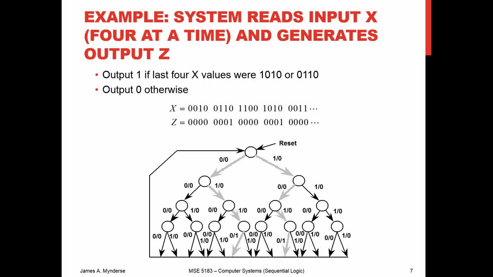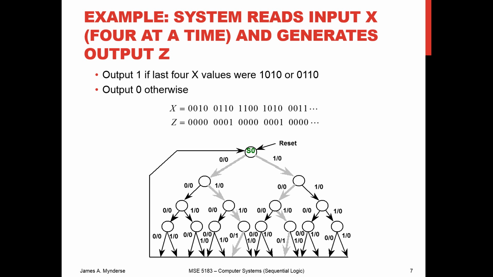So in my diagram here, each state has arrows out, and this is just a different representation, but the number to the left of the slash is the input X, the number to the right of the slash is the output Z. So you can see that the first state there, the first circle, is going to go to the left if X is a 0, to the right if X is a 1, and both times Z is a 0. Down at the bottom, you can see that there's only a couple that are going to have Z equal to 1.